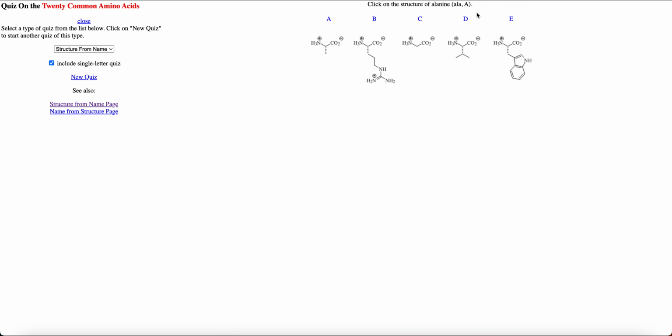Here is alanine, it's one CH3. Not this, this is valine, this is glycine, and this is arginine, and this has two rings, so it's tryptophan. So the alanine is this. Good. Arginine, this one is arginine.